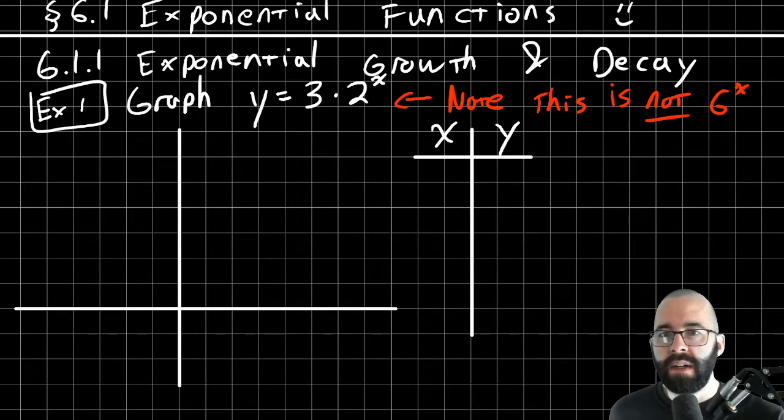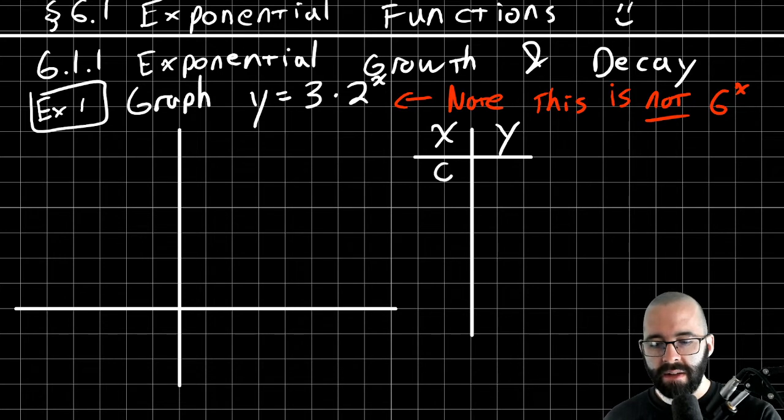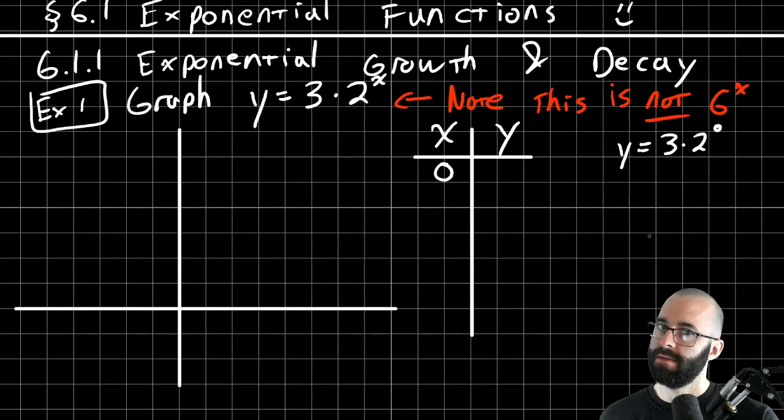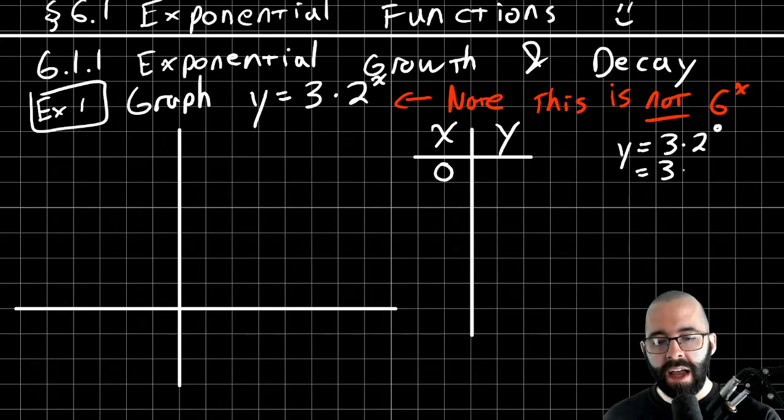So let's just plug in some x values. A lot of times I like to start with 0. So if you plug in x equals 0, what do we get? We get y equals 3 times 2 to the 0th power. Remember your properties of exponents. Any number that's not 0 to the 0th power is 1. When x is equal to 0, y is equal to 3.